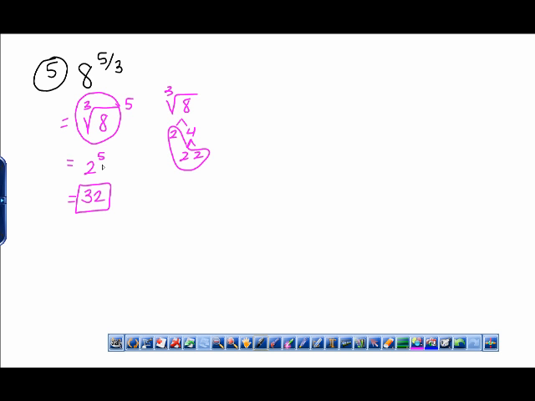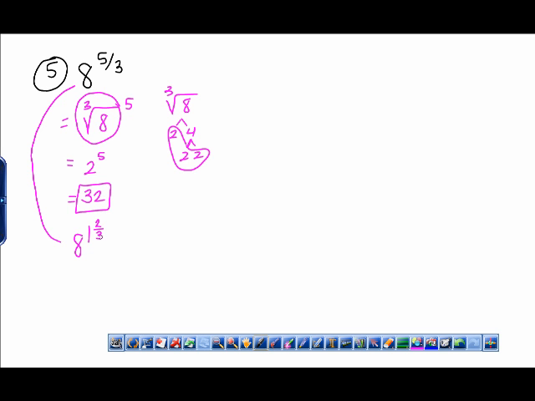Now some of you, just by the fact that I just said that, are thinking, well, there was an easier way to do this in the very beginning. Since 5/3 was an improper fraction, you could have actually written this as 8 to the power, this is kind of going back, 8 to the power of 1 2/3.